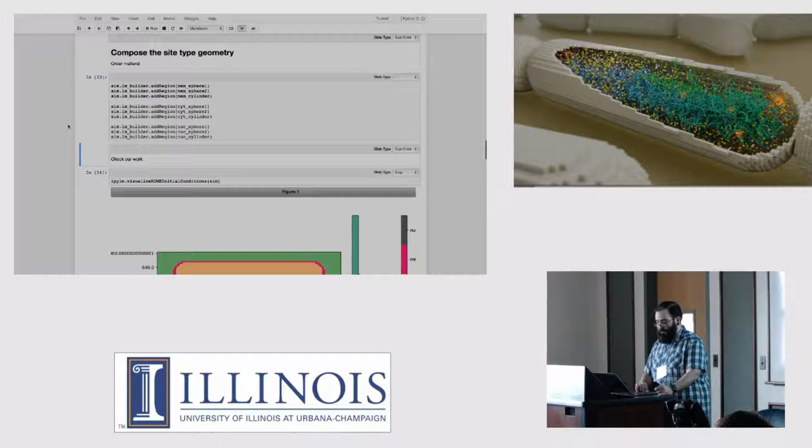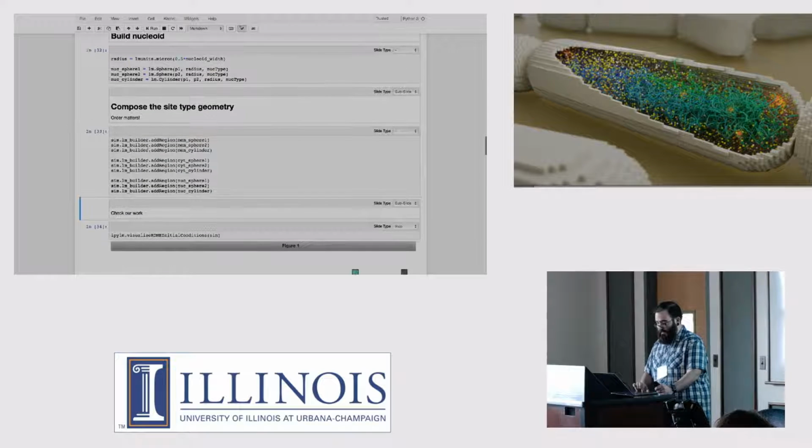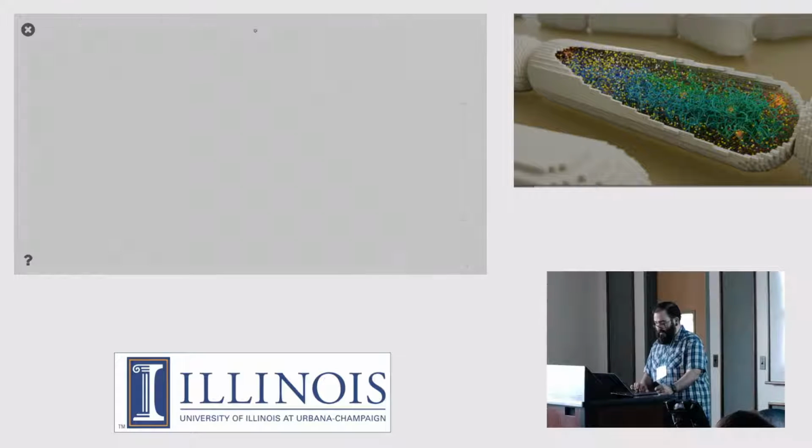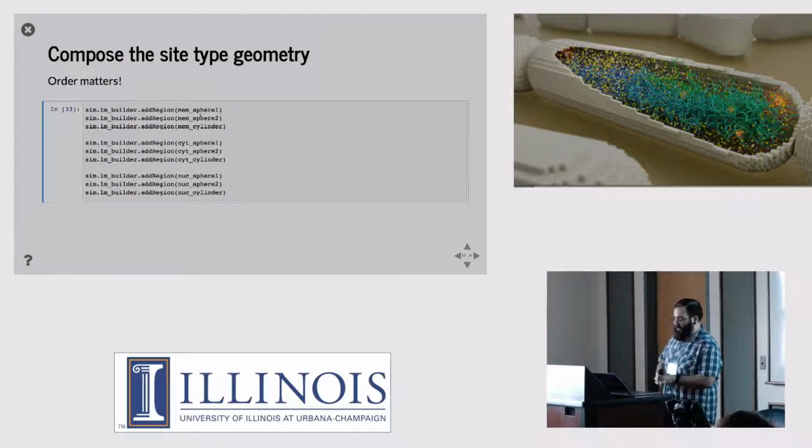Oh, okay. So if I go back to where I was defining this, yeah, there it is. Proposed. So we start with the membrane first. So we add the membrane, and then we add the cytoplasm. If we were to add the cytoplasm first, then the cytoplasm would just blast over the membrane, and that site type wouldn't end up in the lattice.